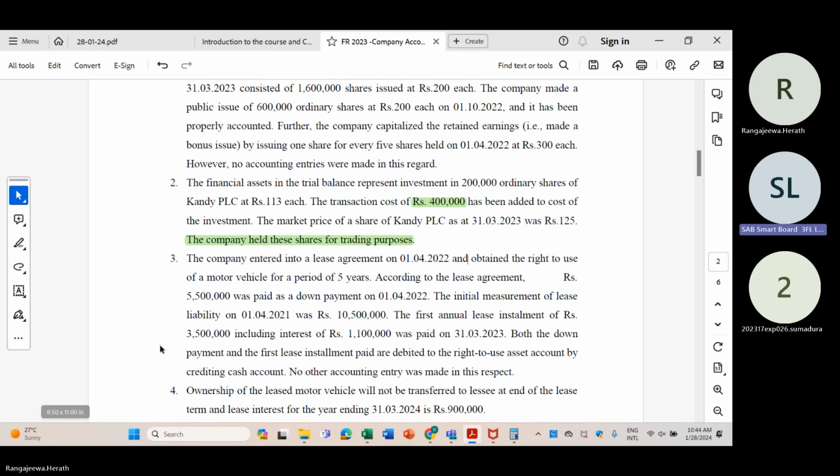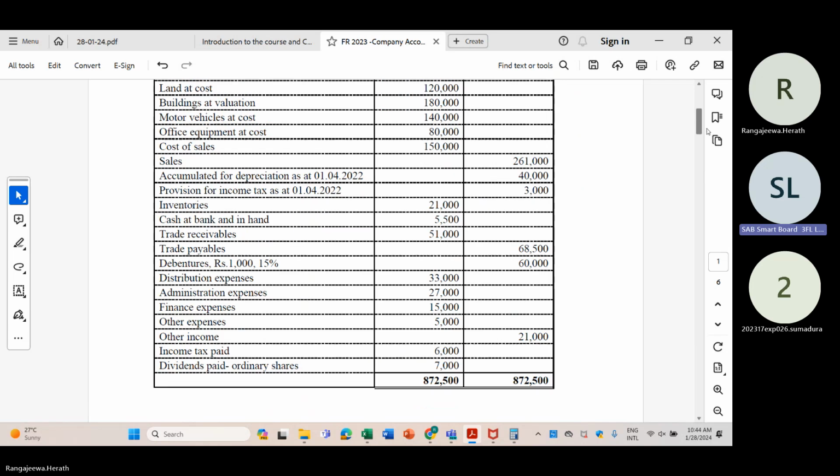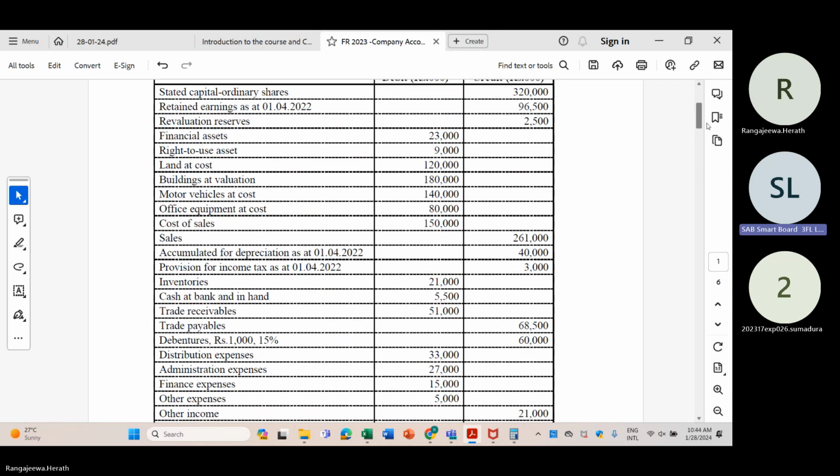First annual installment 3,500, including interest 1.1 million paid. Both down payment and first lease installment are debited to right of use account by crediting cash. No other accounting entry made. So they have made a completely wrong account. That right of use asset 9 million.